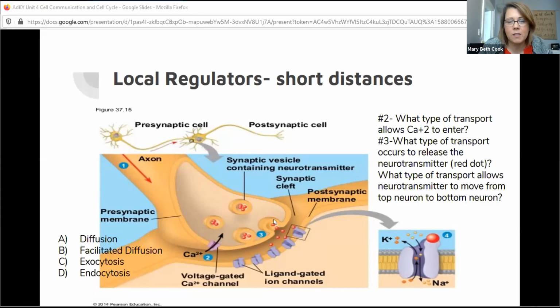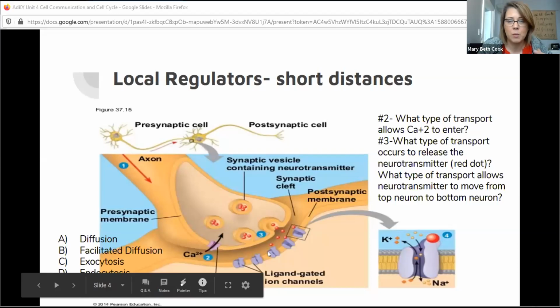And so my last question here is about this neurotransmitter. It's a signaling molecule. To send its message to the next cell, it has to get from this cell where it was released to this cell. So what type of transport allows that little red circle to make it from here down to these little ligand-gated ion channels? So one last poll.